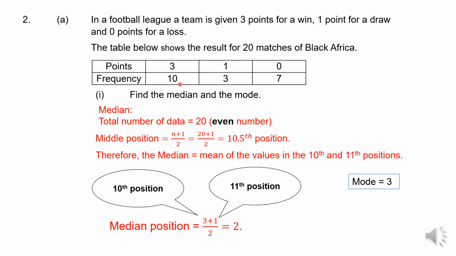The mode, you can see quite clearly, is the one with the highest frequency, which is 3 points. Please do not write the frequencies down. When you're looking for the median, the mode, and the mean, we are looking for the information on top there, whether it's points or scores or test scores or whatever the case may be.